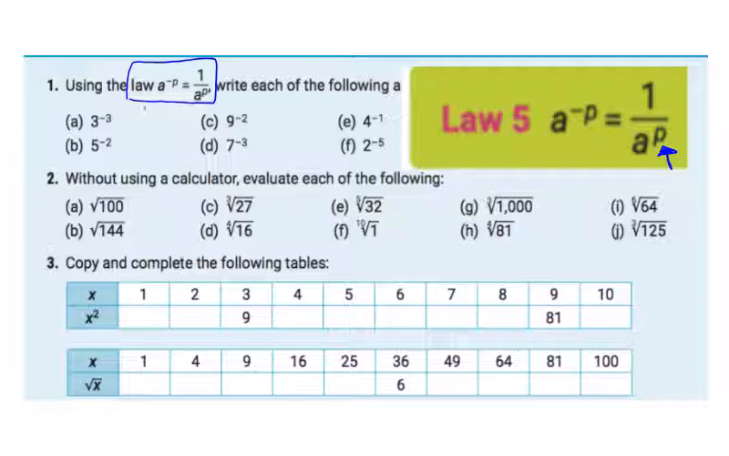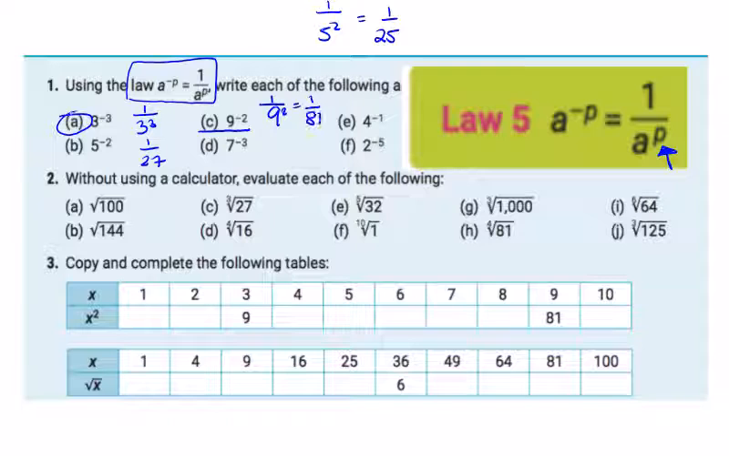So let's have a look. This is going to be 1 over 3 to the power of 3, which is 1 over 27. That's A. B, 1 over 5 squared, which is 1 over 25. C is 1 over 9 to the power of 2, 1 over 81. 1 over 7 to the power of 3, 1 over 343.